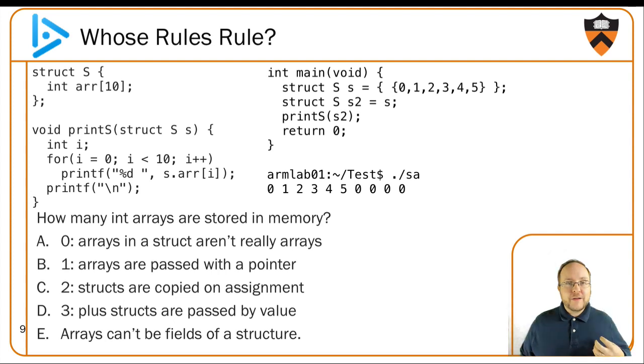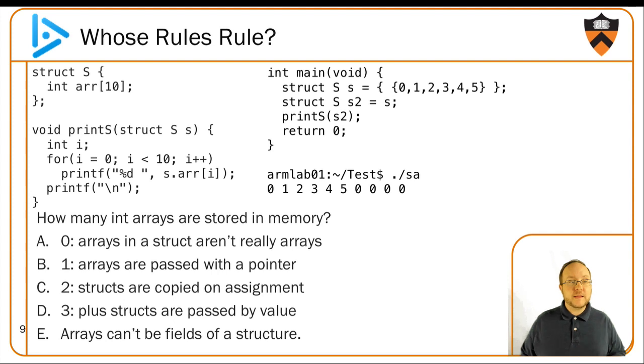So in this program, we have the opposite. Rather than an array of structures, we have a structure with a field that is an array. And here in main, we have the declaration and initialization of S, and then we go and initialize S2 to be a copy of S. And then we call print on S2.